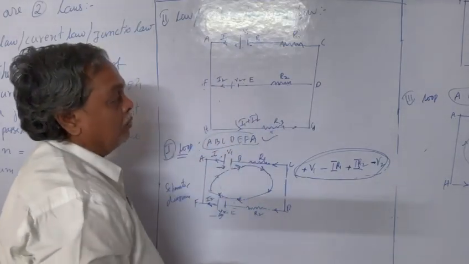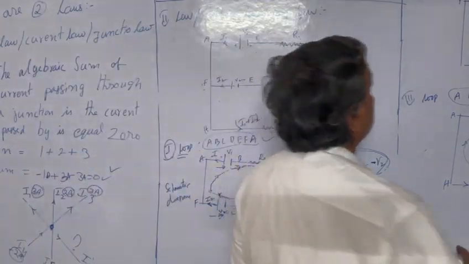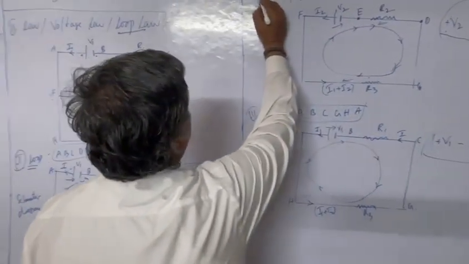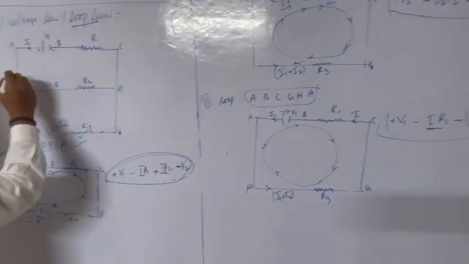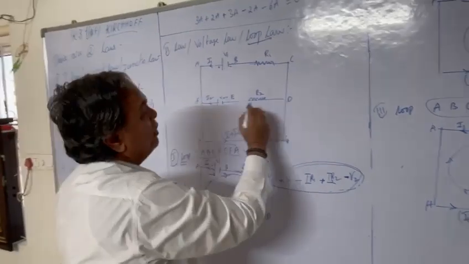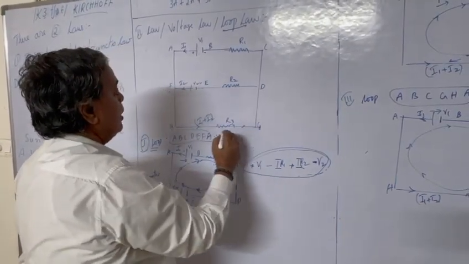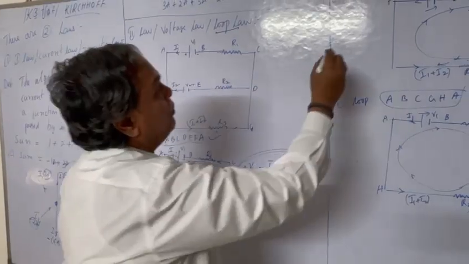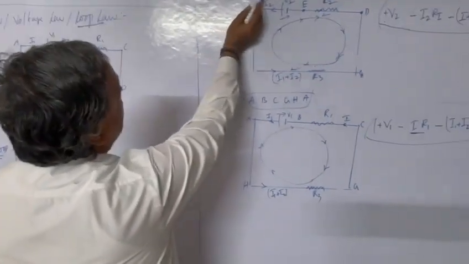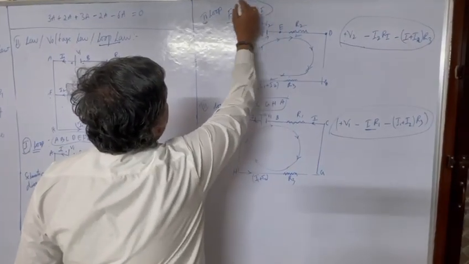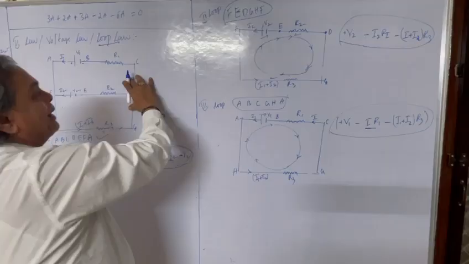This is the first loop. Next is the second loop. What is the second loop in this diagram? F, E, D, G, H, F. This is the second loop in this schematic diagram.